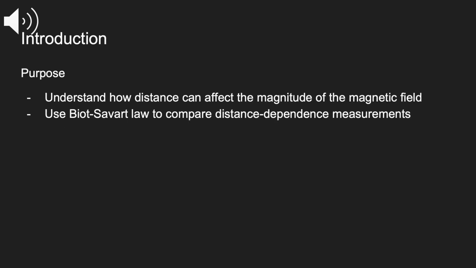The main objective of this lab is to visually learn and understand how a magnetic field works. We'll also understand how distance can affect the magnitude of a magnetic field, and then we'll use the Biot-Savart law to compare distance dependence measurements.